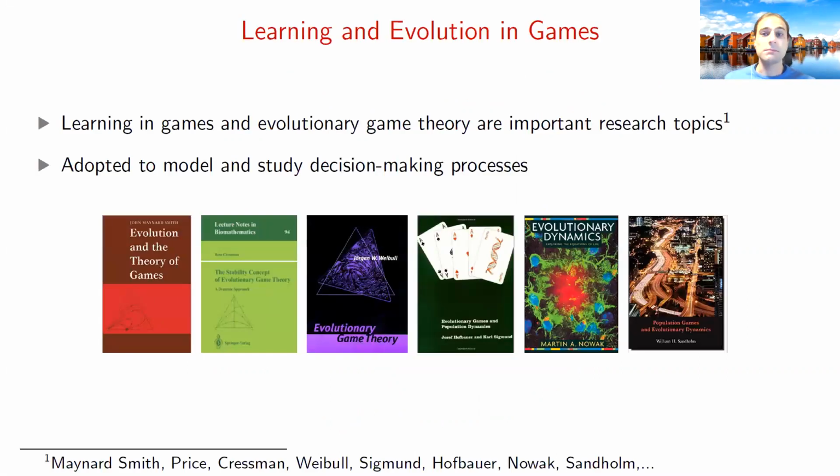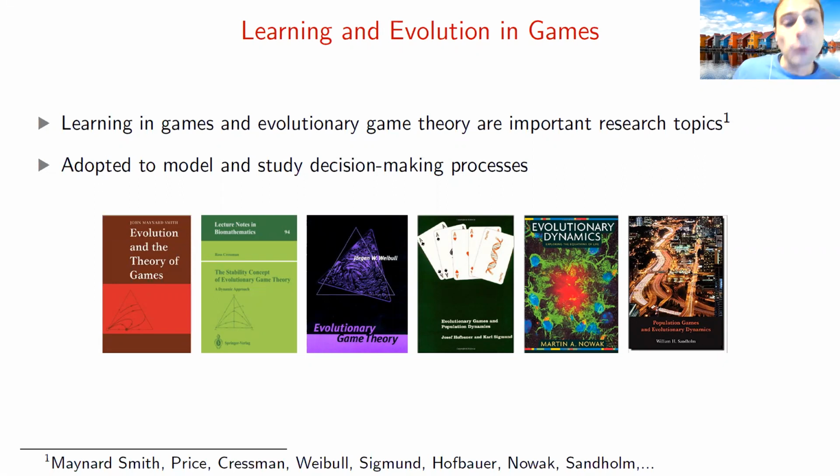So, this work deals with learning protocols in games within the framework of evolutionary game theory, which is quite an important and, at least from my point of view, interesting topic, because it allows us to model and study how individuals make decisions in social groups. There is quite a huge literature on evolutionary game theory, and here I just show some of the books that I studied during my PhD when I wanted to start working on this topic.